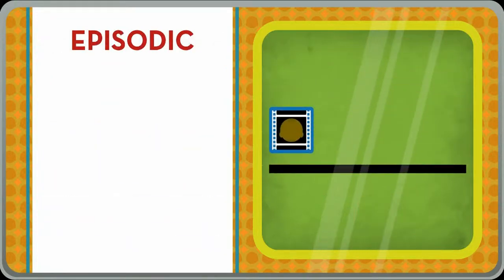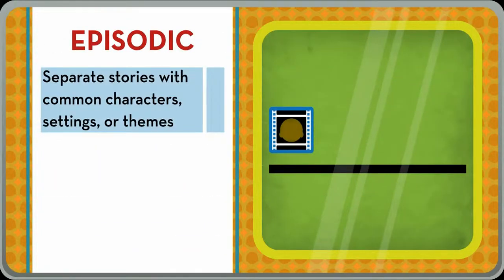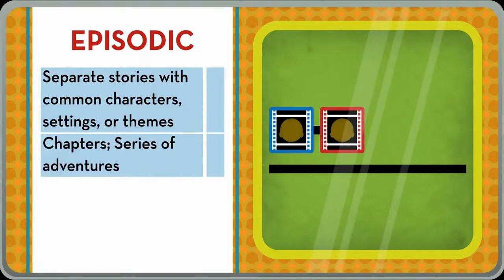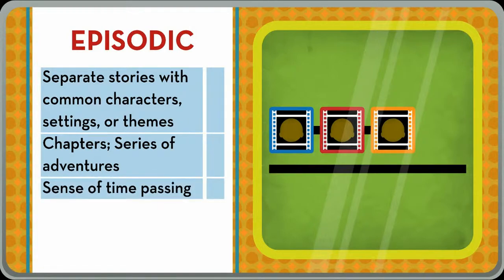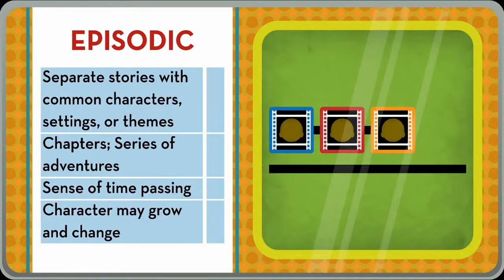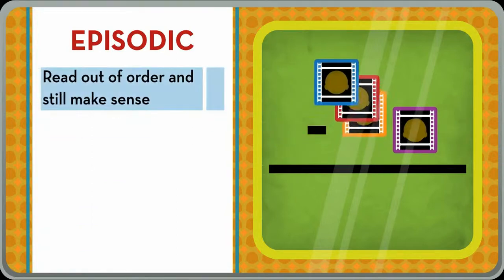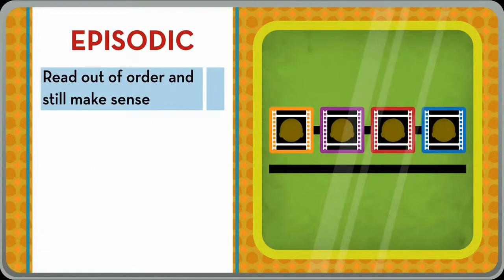Episodic plot structure is made up of a series of separate short stories tied together by characters, settings, or themes. Often constructed into chapters, each episode follows a character through a series of adventures, each with its own conflict and resolution. Readers may notice a sense of time passing throughout the episodes as if the character is growing and changing through each successive chapter or story, but not necessarily. Sometimes the chapters or stories can be read out of order and still make sense. These plots are generally found in adventure series, TV sitcoms, or comic books.